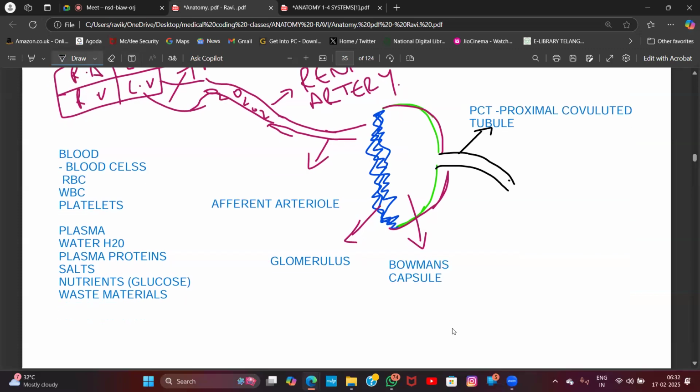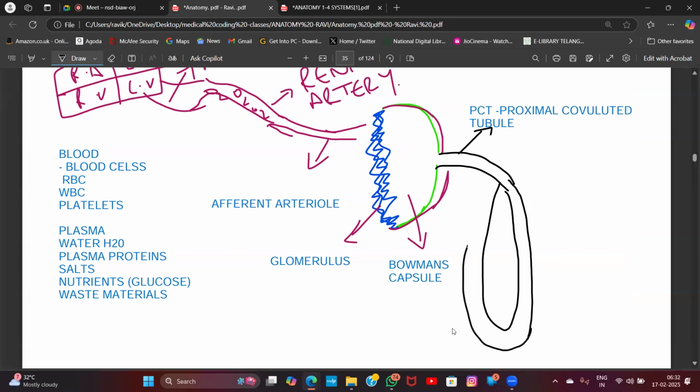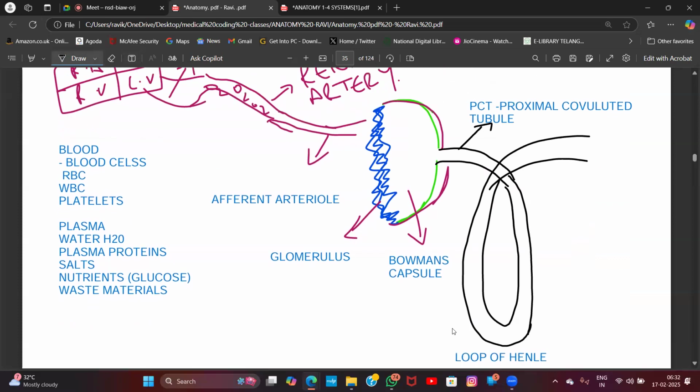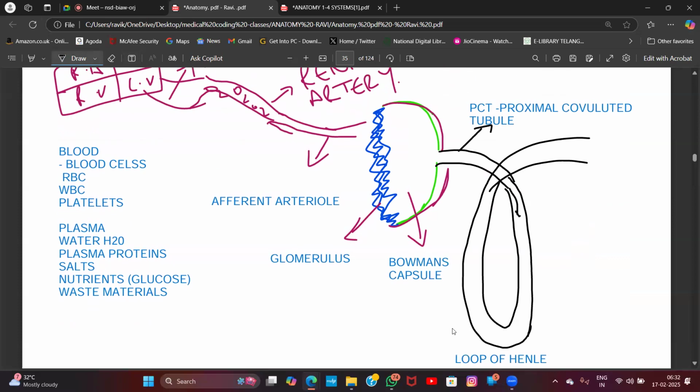Then this PCT leads to a loop-like structure called the loop of Henle. Going from up to down, which order is it? Ascending or descending? Up to down is the descending loop of Henle.